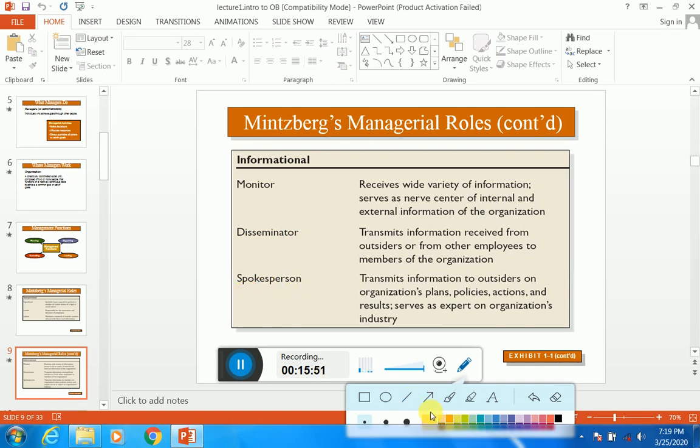After that we have spokesperson. Spokesperson, in simple words, is known as your translator. It should transmit information to outsiders on organization plans, policies, action. If someone comes on the behalf of the organization to the outside public, we are talking about the media. In a media briefing, that person explains organization policies to the public, providing information on the behalf of the organization to the external public. Such person is known as your spokesperson.